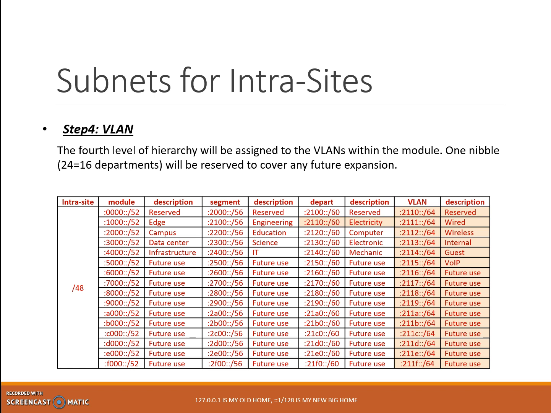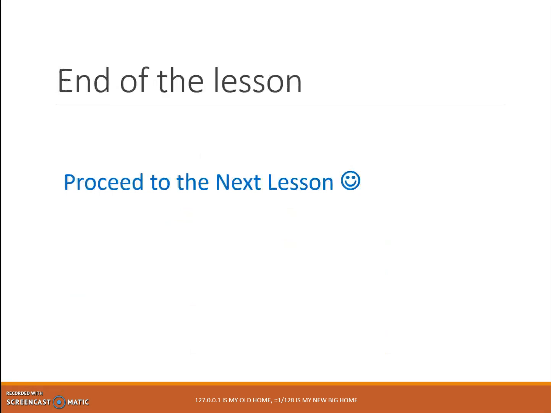In this case, we will get a very good plan for the addressing. It covers all the VLANs, departments, segments, and modules within the site, and it has good space for any future development, for any future expansion. This is the end of the case study, which ends the lecture, and we can now proceed to the next lesson. Thank you very much.